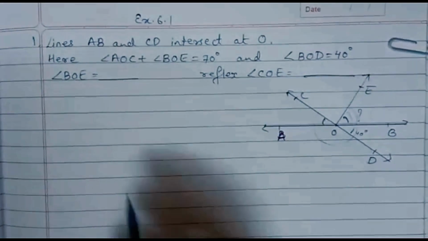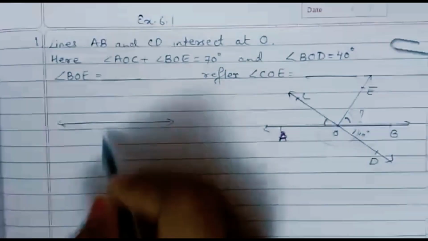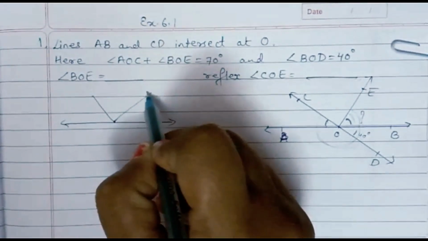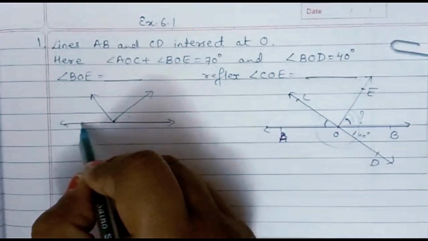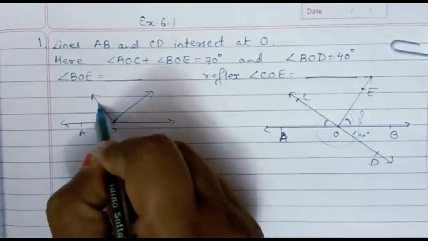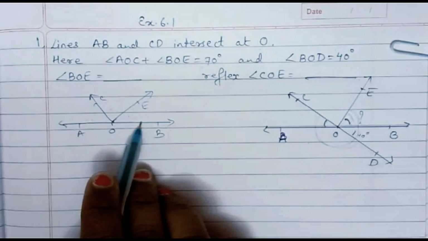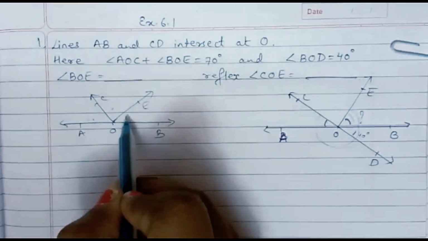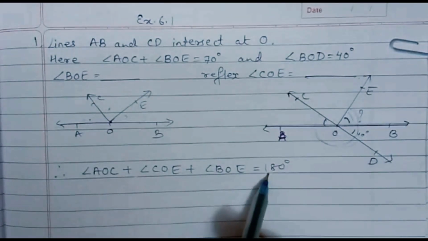Now you can see we have a straight line AB, in which we have three angles forming a linear pair. So angle AOC, angle COE and angle BOE form a straight line angle. So their addition will be equal to 180. I have written this step.